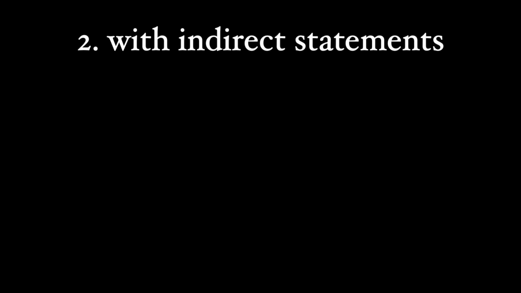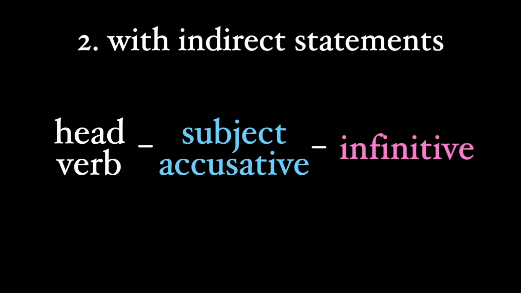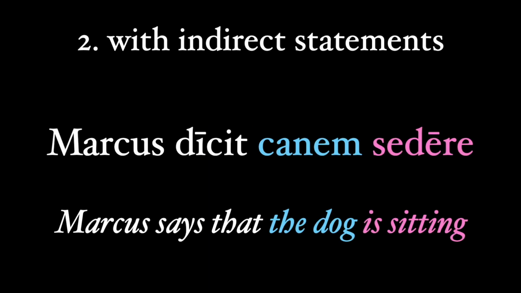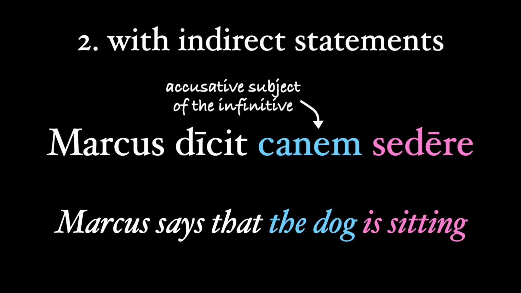The other big part of this rule involves indirect statement, rule number 69. To quickly summarize, an indirect statement involves a verb of thinking, saying, seeing, and the like. I call them head verbs, since the action most often originates in the head, followed by the subject in the accusative case, and then the action is relayed as an infinitive. So Marcus says that the dog is sitting. Marcus dicit canem sedere. The subject of the infinitive sedere is the accusative canem.